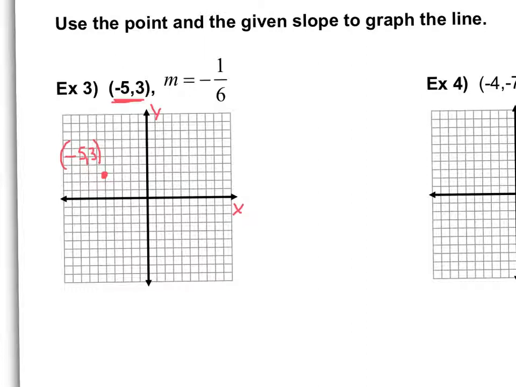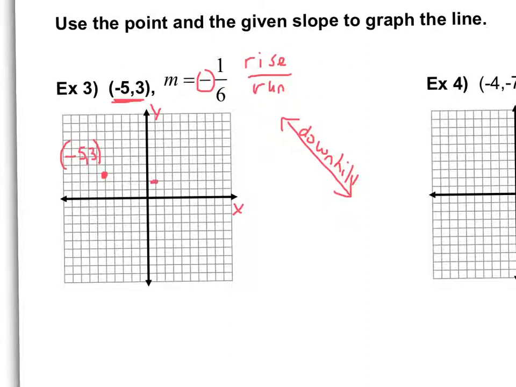Now remember, slope is rise over run. And because this slope is negative, the line will be going down. So negative lines go downhill. So this is a downhill line because it has a negative slope. So you must remember that. So rise over run means I'm going to go down first and then over. So I'm going to go down 1 and then over 6.